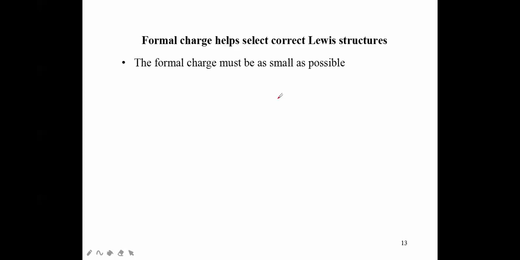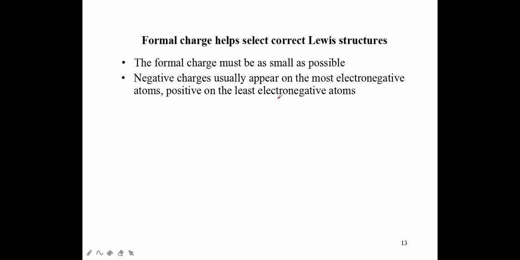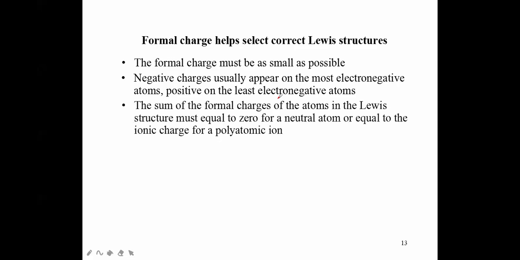Looking at an example of how to calculate the formal charge, it must be as small as possible. Negative charges usually appear on the most electronegative atoms, and positive charges will appear on the least electronegative atom. The sum of formal charges needs to give us 0 if it is a neutral molecule, or it should be equal to the ionic charge if it is a polyatomic ion. In short, if we draw a molecule or an ion with a charge, the formal charge of the whole species must equal that charge. If it is neutral, the formal charge must equal 0.